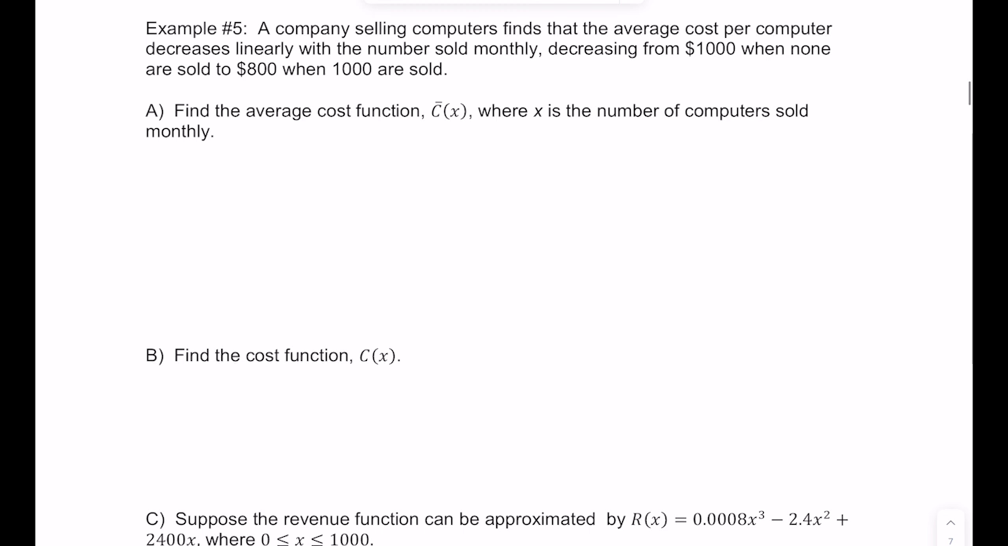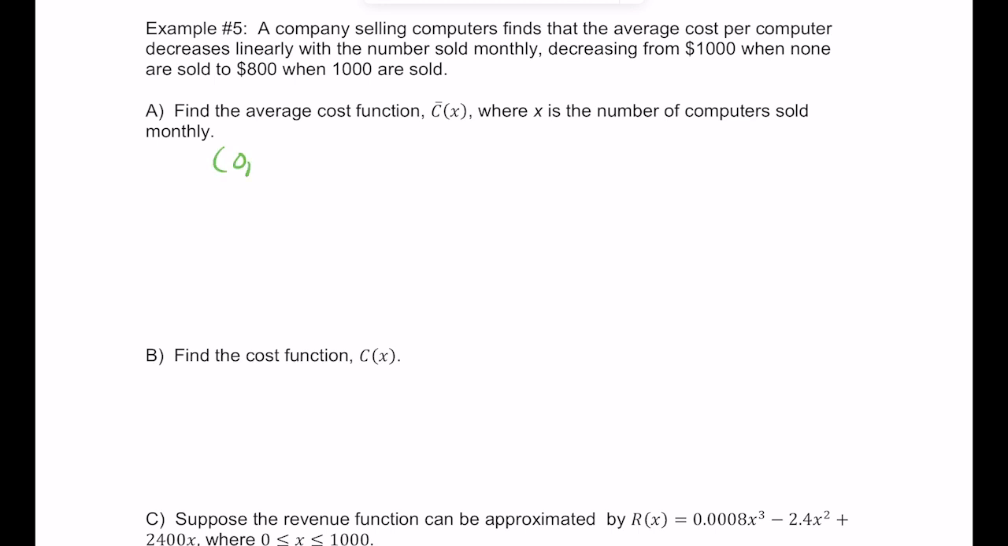In our last example, we have an application. A company selling computers finds that the average cost per computer decreases linearly with the number sold monthly, decreasing from $1,000 when none are sold to $800 when 1,000 are sold. Find the average cost function, C bar of x, where x is the number of computers sold monthly.